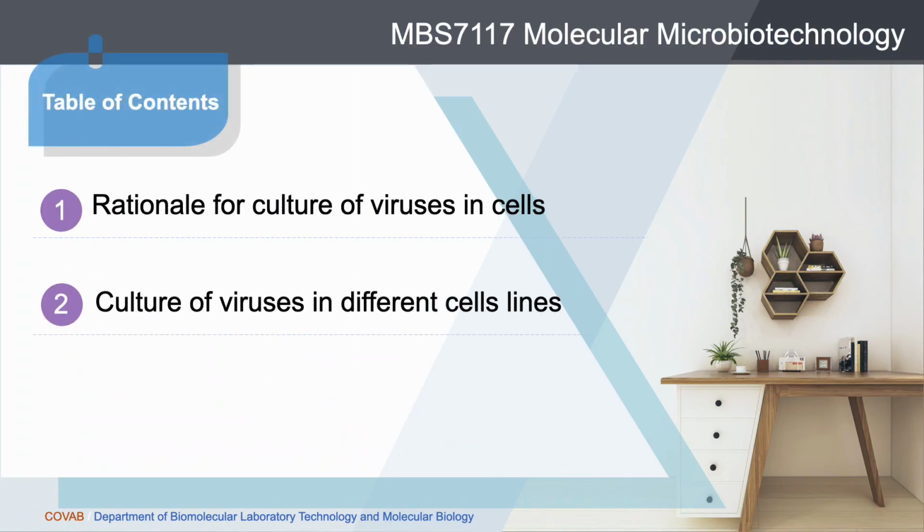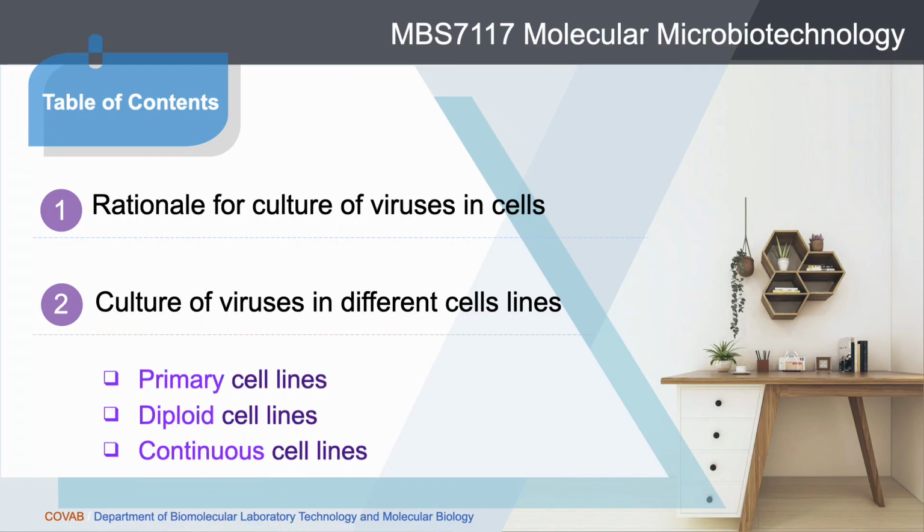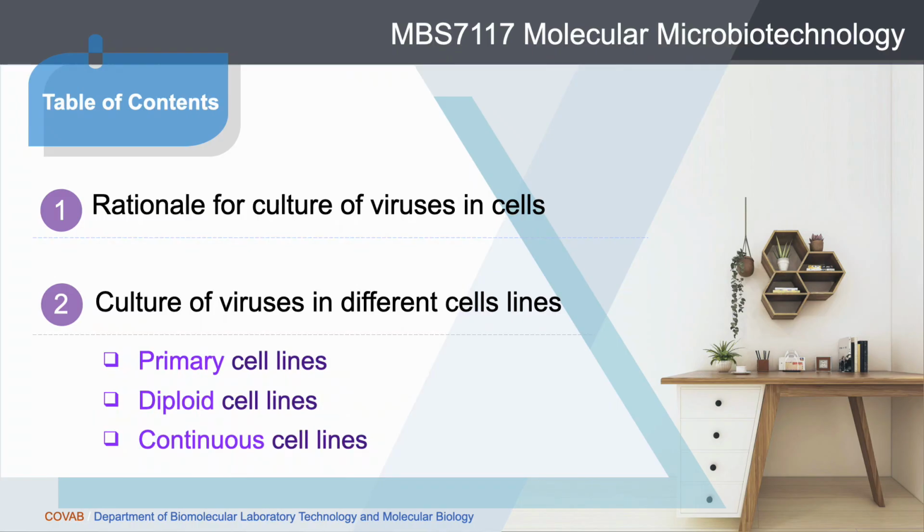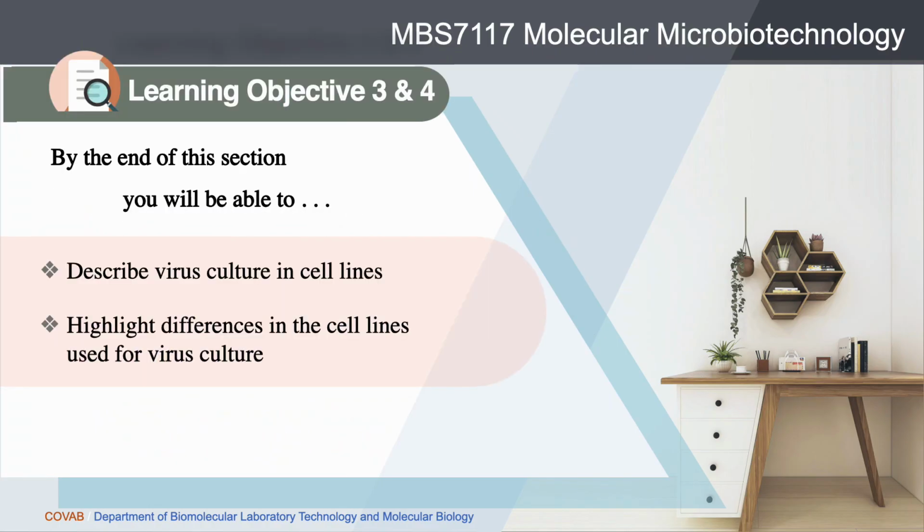Our contents for today are: number 1, the rationale for the culture of viruses in cells. Number 2, culture of viruses in different cell lines. And we are going to focus on the primary cell lines, diploid cell lines, and the continuous cell lines. Our learning objectives are 3 and 4. By the end of this section, you'll be able to describe virus culture in cell lines and highlight differences in the cell lines used for virus culture.